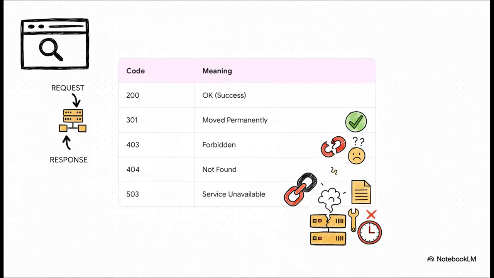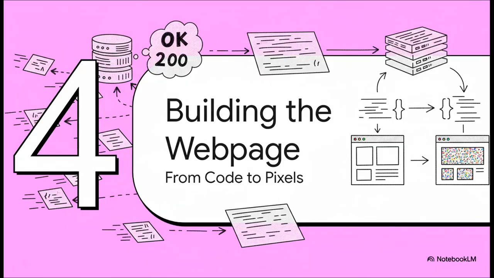And the language they use for this chat is called HTTP. Now, when the server responds, it sends a status code. And I know you've seen some of these before. 200 OK is the good one. It means success. The server is sending you the files. Then there's the dreaded 404 not found, which means the server couldn't find what you asked for. And a 503 service unavailable, that usually means the server is just overloaded or maybe down for a bit of maintenance.